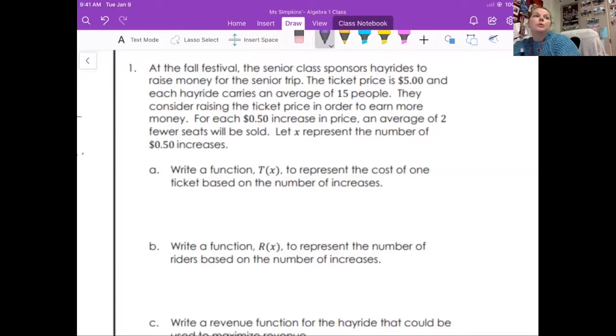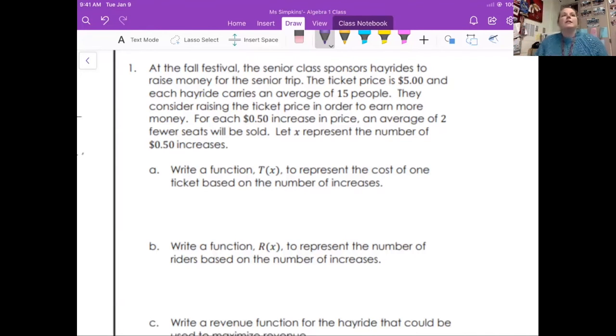So that makes sense. If things are more expensive, what's going to happen? Fewer people are going to probably buy that thing. And if it's too cheap, what's going to happen? You probably won't make any money because you're not charging enough to profit. Exactly. So we need to figure out an equation that's going to find that sweet spot, the maximum number of people and profit we can get from this hayride.